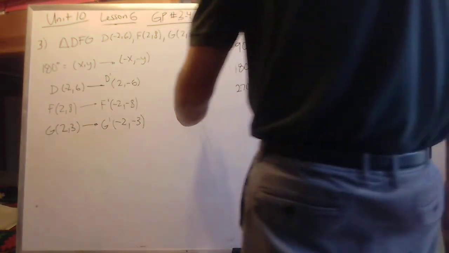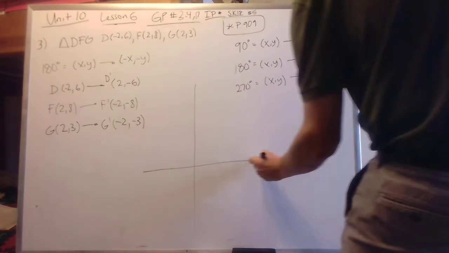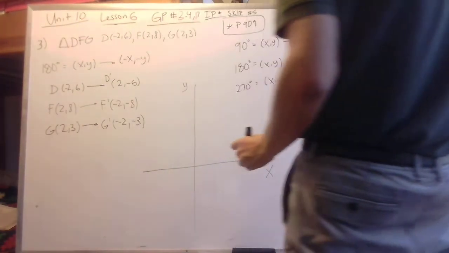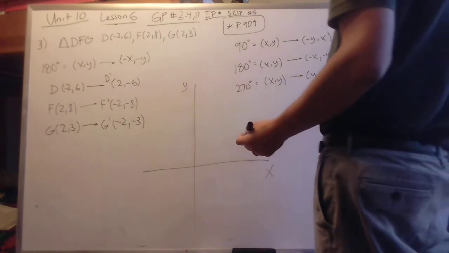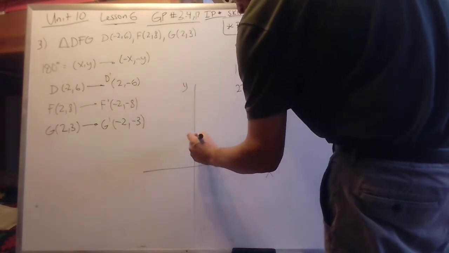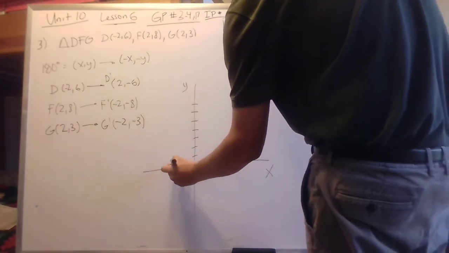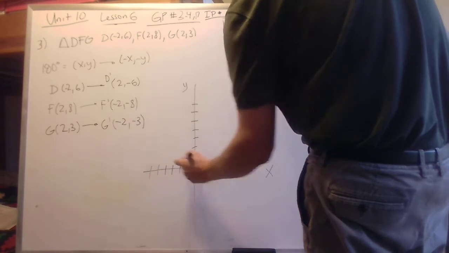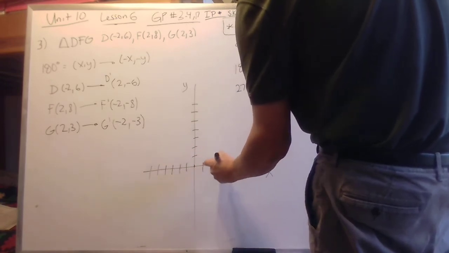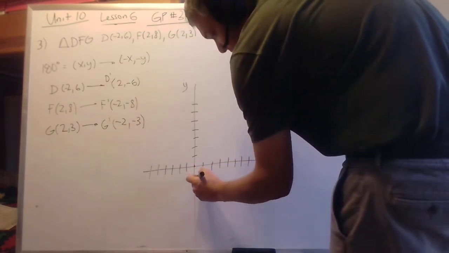And what I'm going to do now is graph it. I'm going to graph the original, and I'm going to graph the new triangle D prime, F prime, G prime after we make a 180-degree rotation around the origin. So the origin right here is at 0, 0. So that's where we're making the rotation, around that point 0, 0.